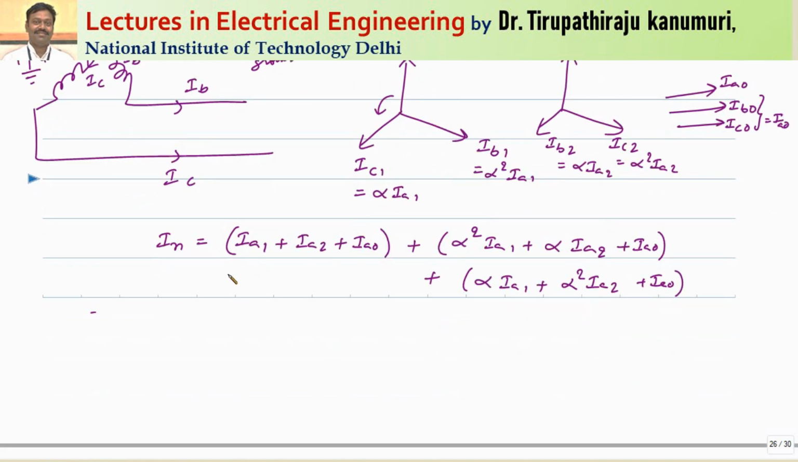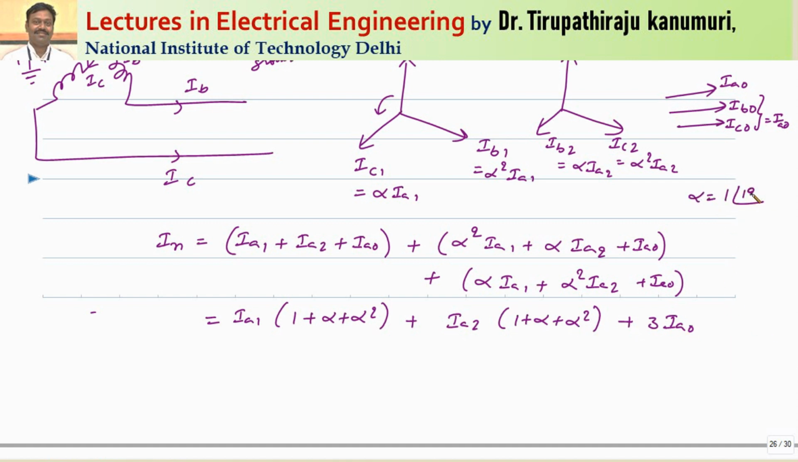Now I can make the sum, separating the IA1, IA2 and IA naught components. This will be equal to IA1 into (1 plus alpha plus alpha square) plus IA2 into (1 plus alpha plus alpha square) plus the third component, which is 3 times IA naught. Where the value of alpha is 1 at an angle of 120 degrees. Please remember this one.